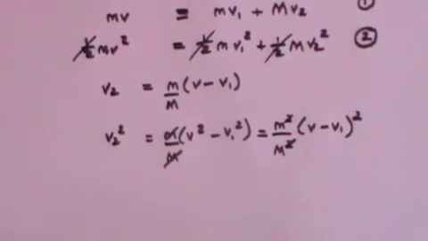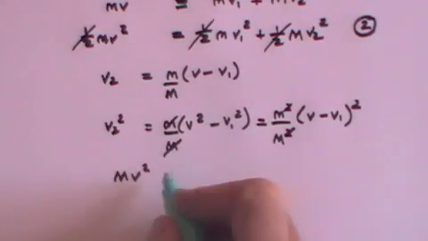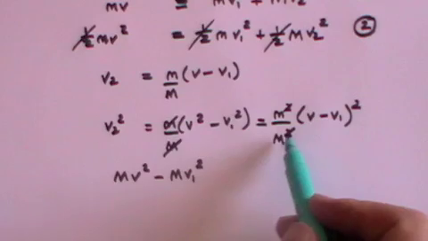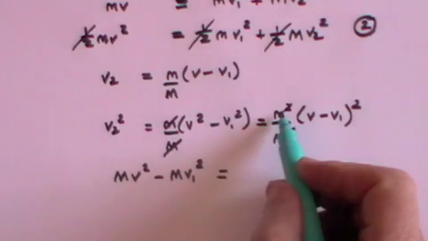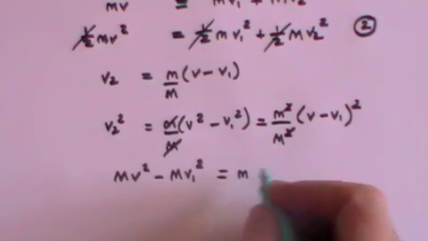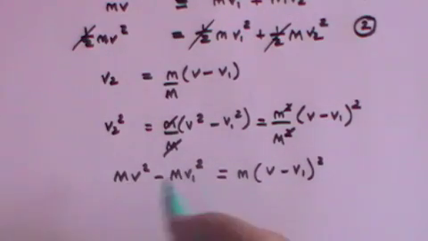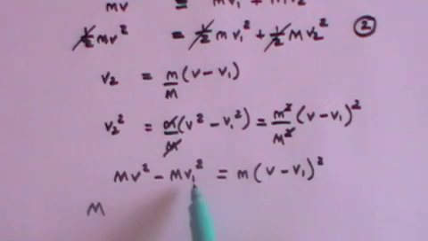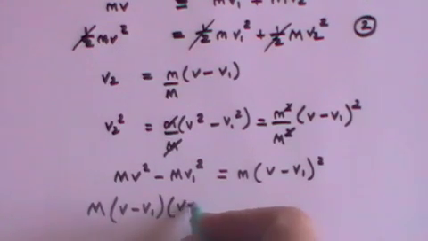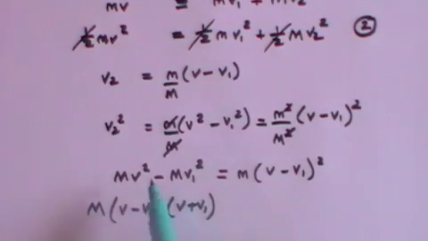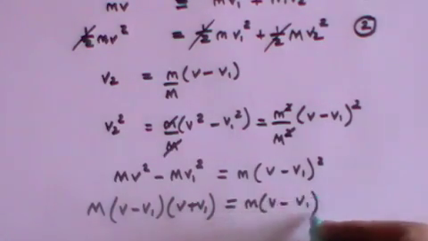And now I can rewrite that equation by bringing the m up to this side and multiplying through: mv squared minus capital M v1 squared. So I've taken the m up to here and multiplied by those two. And that's going to equal, I've still got one m left here, m into v minus v1 squared. If I here take the m on the outside, so I've got m into v squared minus v1 squared, that of course is simply v minus v1 into v plus v1. That will give you v squared minus v1 squared equals m into v minus v1 all squared.